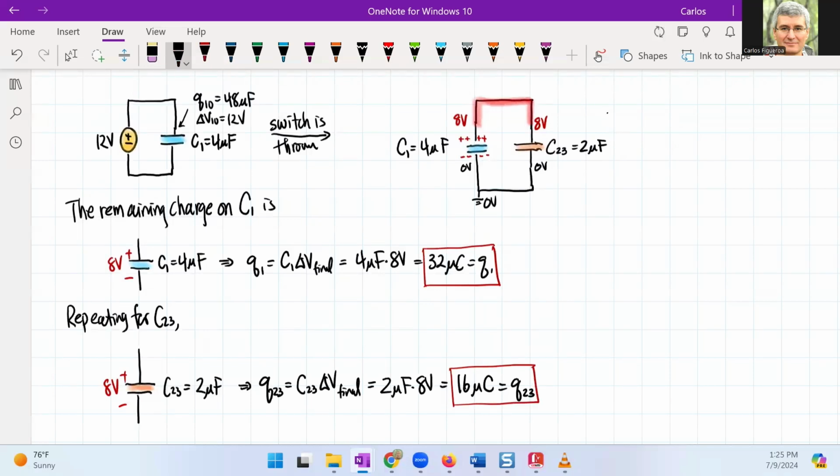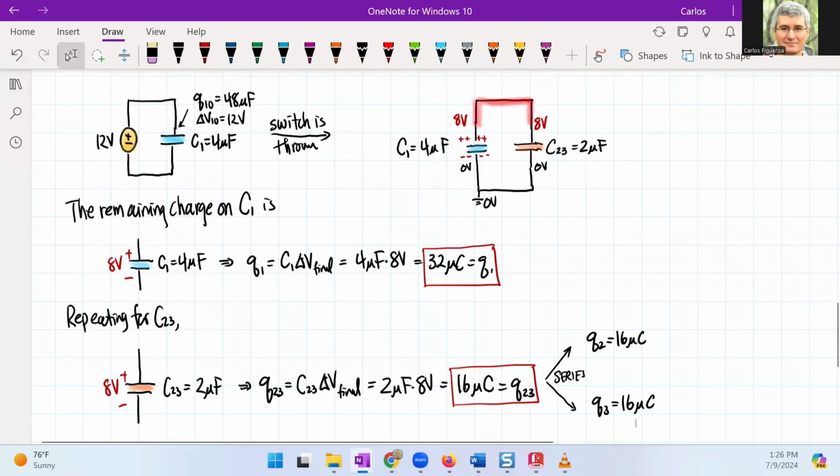But remember, these are in series. That immediately tells us that because they're in series, they must have the same charge. Therefore, the charge on 2 has to be 16 microcoulombs, and the charge on 3 must also be 16 microcoulombs, and that's because they're in series.